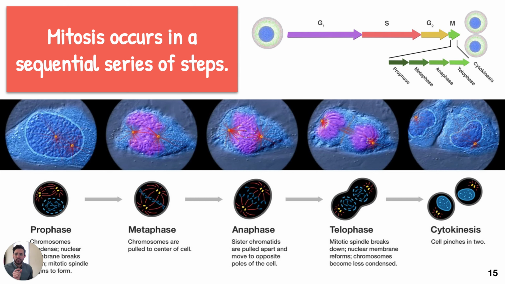We call that entire structure one chromosome, but that one chromosome actually consists of two identical DNA molecules that we'll call sister chromatids. These sister chromatids are what end up being pulled apart and then put into separate cells.